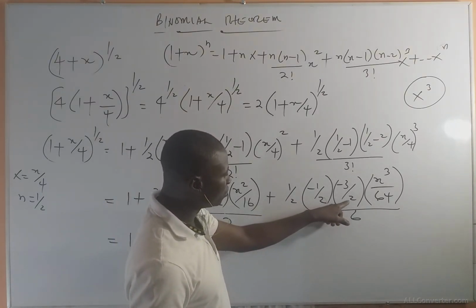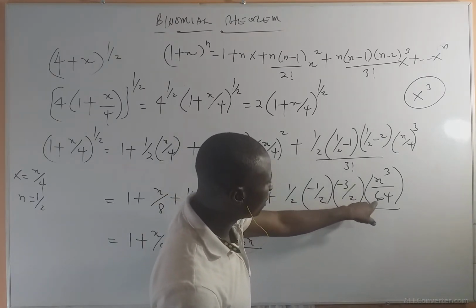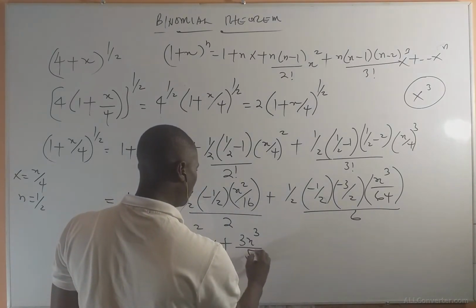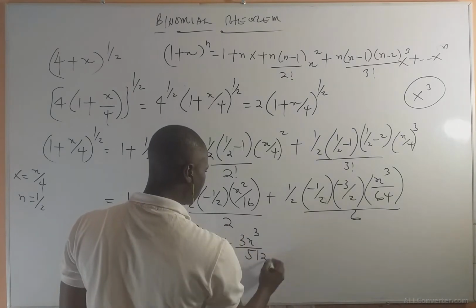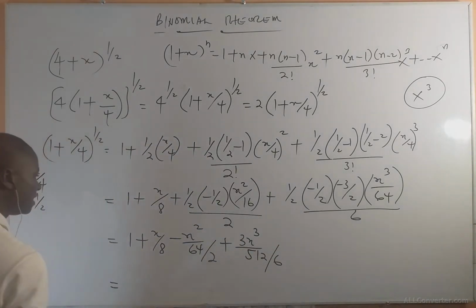4 times 2, that is 8. Then we multiply 8 by 64, and 8 times 64 gives us 512. So we have 512. Then don't forget that it's all divided by 6. So we simplify this further.